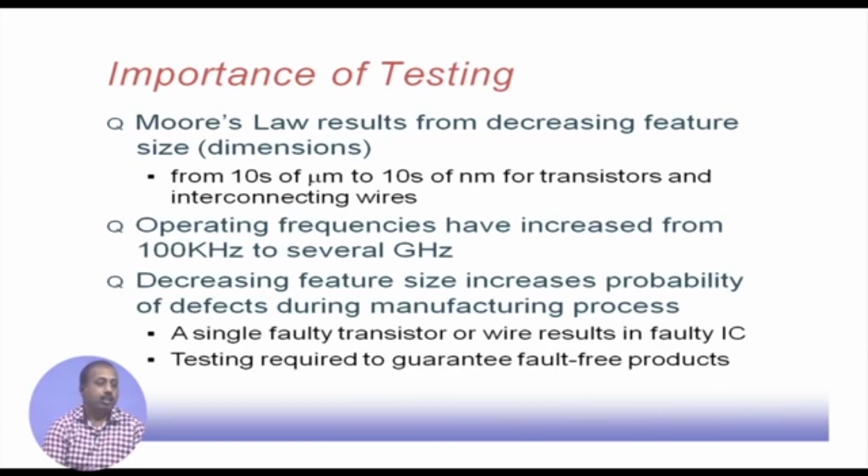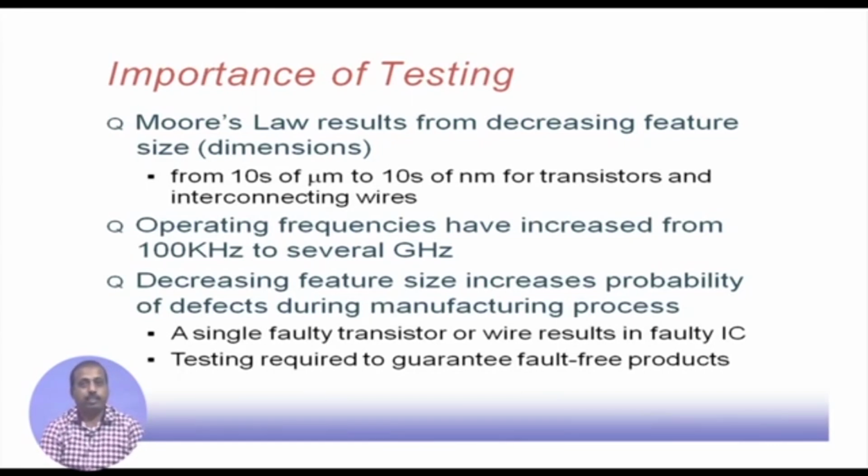This is what has happened over the years to keep in accordance with Moore's law. The transistor sizes have gone from the micrometer to the nanometer range, and are decreasing further. Interconnecting wires are also reducing in size. On the other hand, operating frequency has increased, from 10 kilohertz to 100 kilohertz to several gigahertz. So, the frequencies are increasing that way.